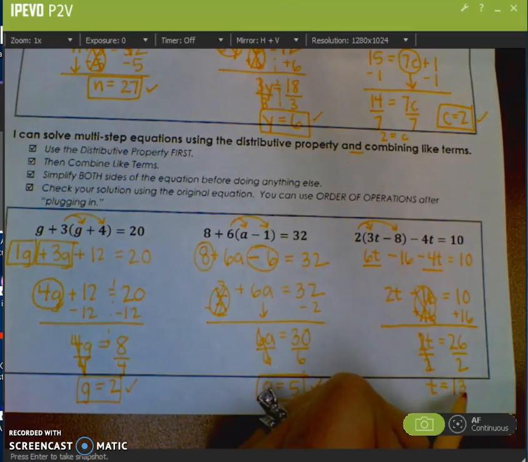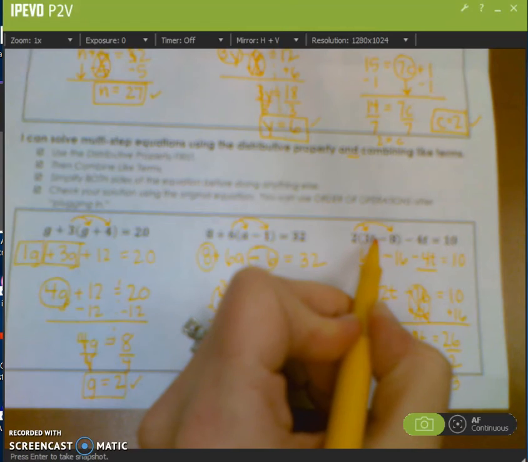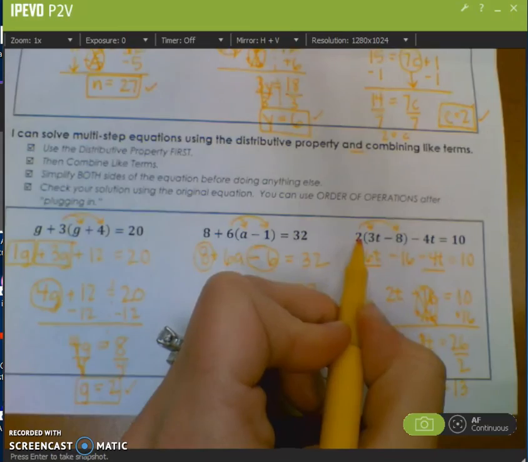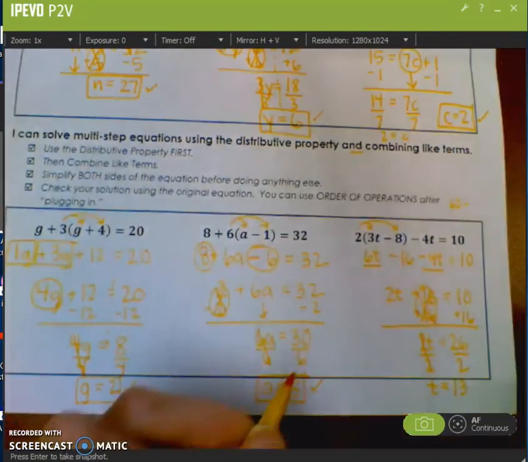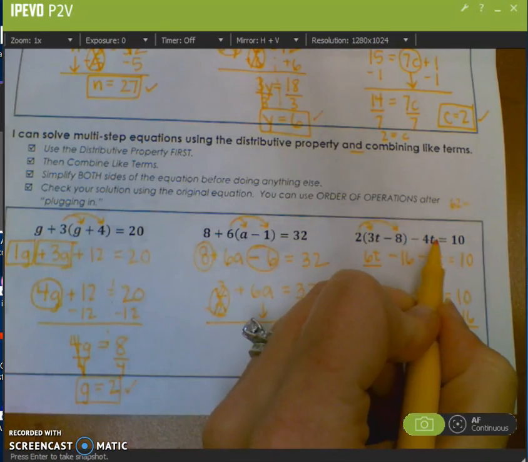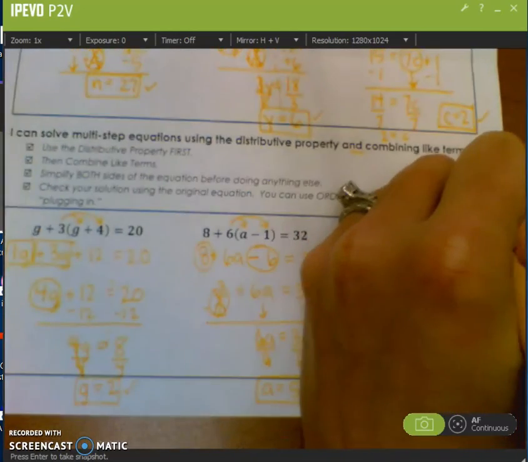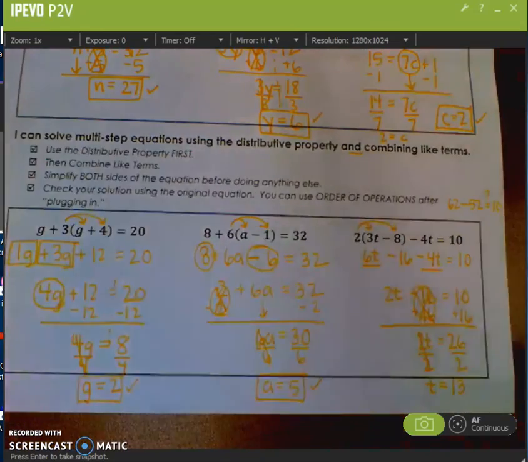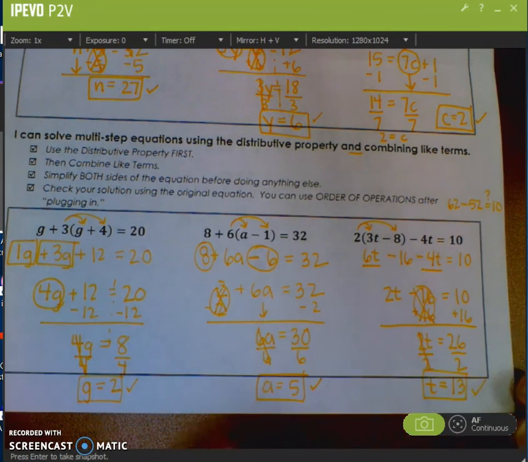Now let's check and make sure it makes sense. 3 times 13 is 39. 39 minus 8 is 31. 31 times 2 is 62. I'm just going to write that for myself right here. Minus, and then 4 times 13, I'm going to have to think about that, is 52. And we want to know, is 62 minus 52 equal to 10? Yeah, it is. So my answer checks. It makes sense. And I'm good that t is equal to 13.